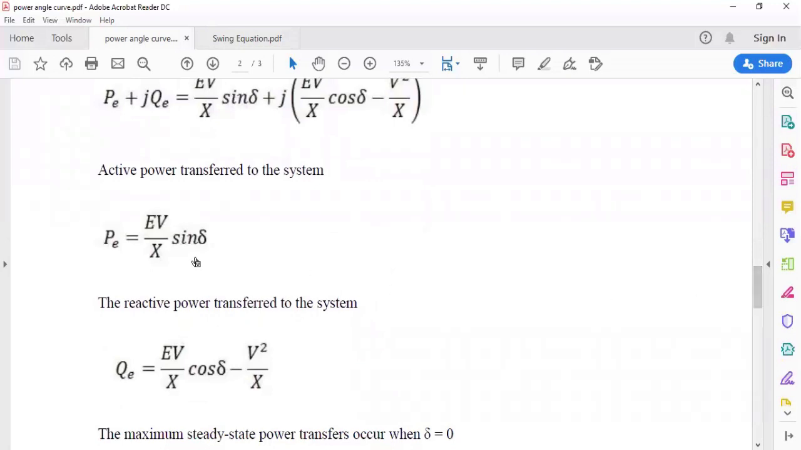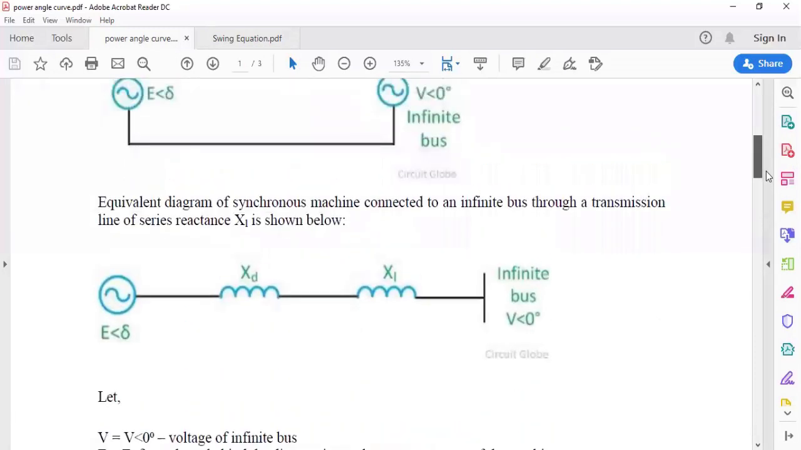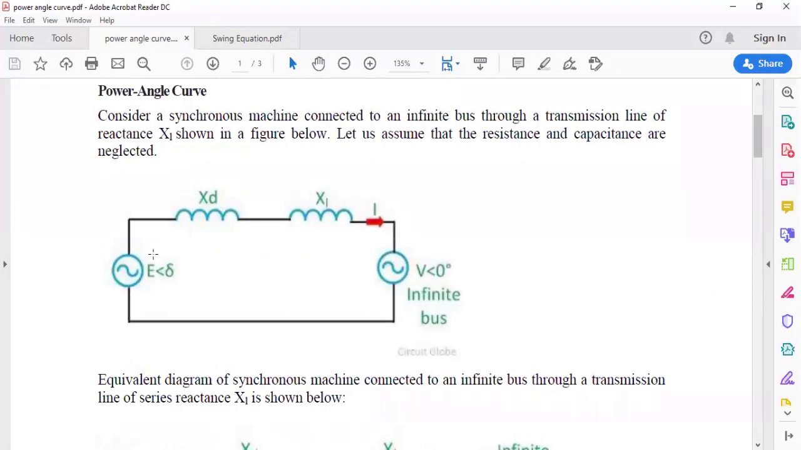And after derivation we have seen P is EB by X sine delta, and Q is, now what is P? P is the active power transfer from the generator to the infinite bus, meaning the current is flowing from the machine side to the bus side, and power is also flowing in this way. And this we have taken as positive. Similarly, if the current is flowing from the infinite bus to the machine, then that power we can take as negative.